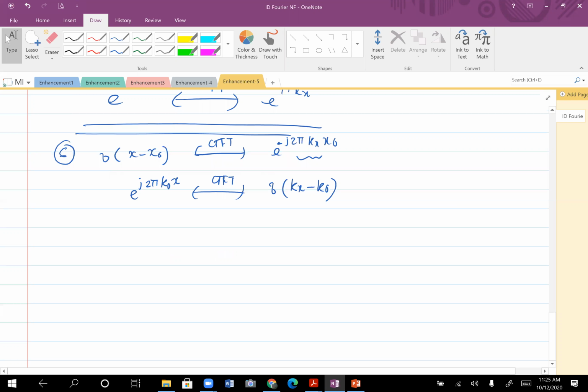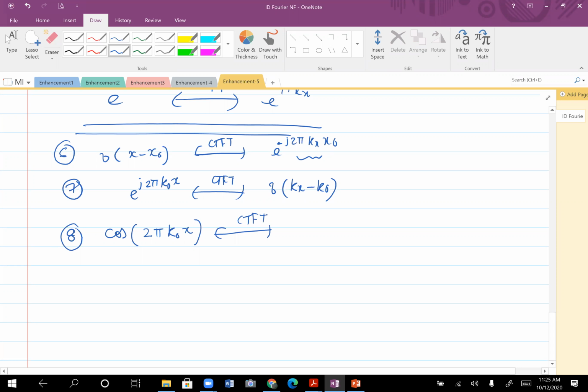Then, so next one. Let's say this is the 7th. Now, the next one is I have cosine functions now. I'm slowly coming into sinusoidal functions here: cos of 2 pi k naught x. So how do you compute the CTFT of it based on the functions that we already computed?